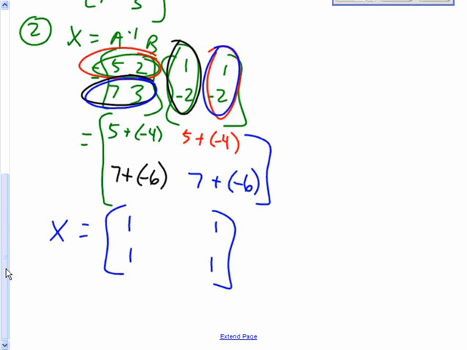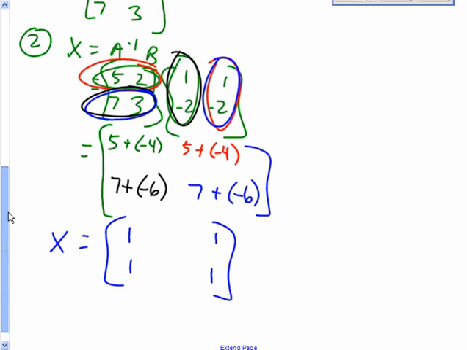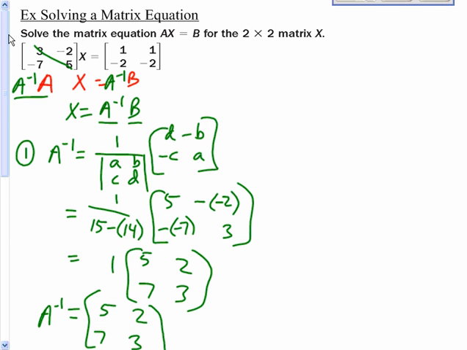Now, lastly, actually for inverses, we'll get into it on the next video, but for solving a matrix equation, we are done. Find A inverse, multiplied by matrix B. Make sure you guys bring your questions.